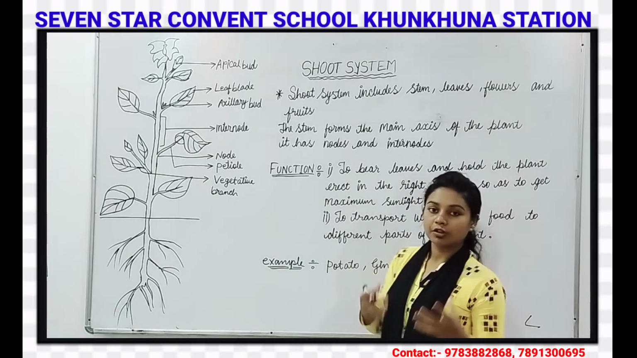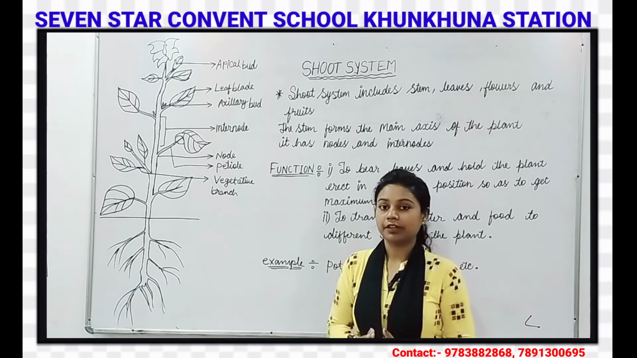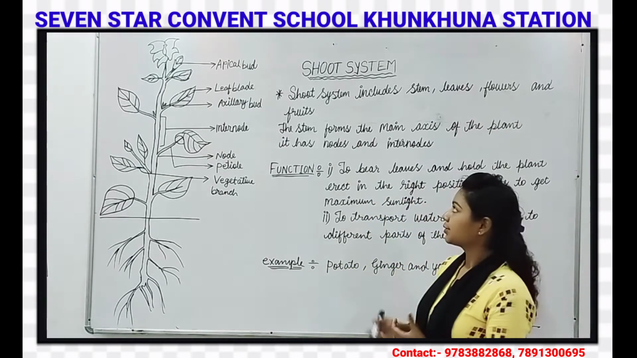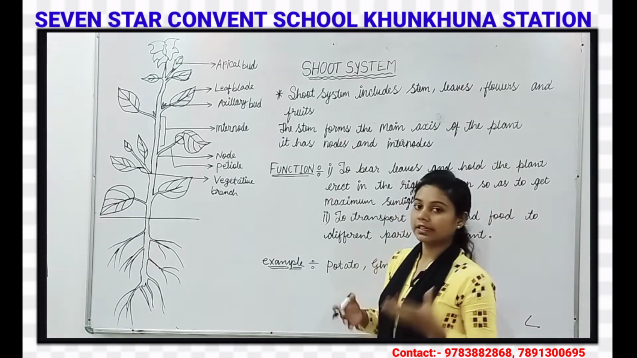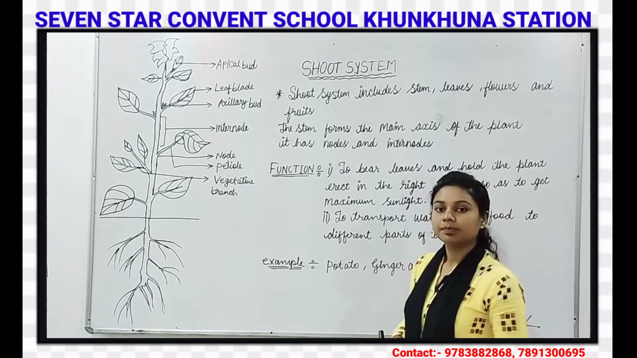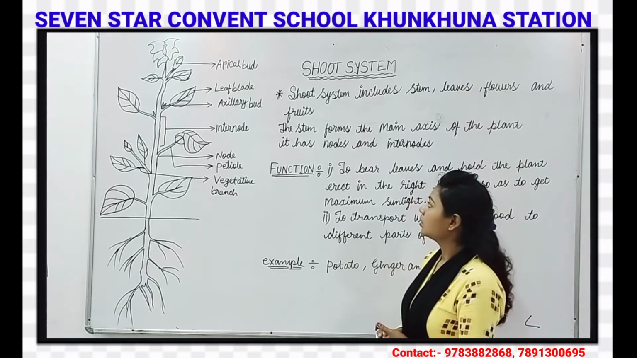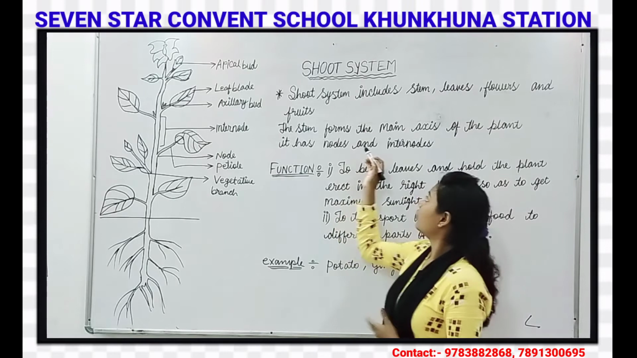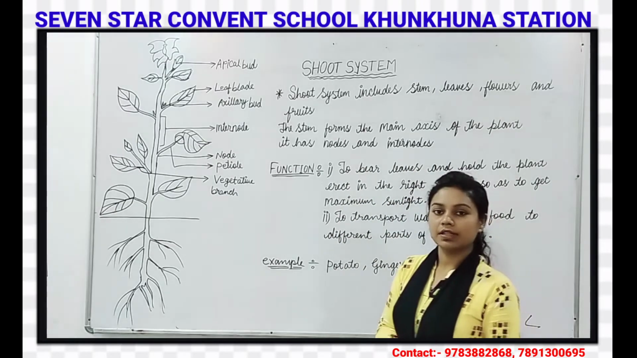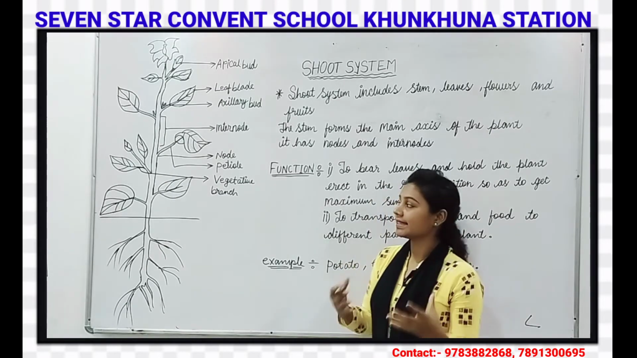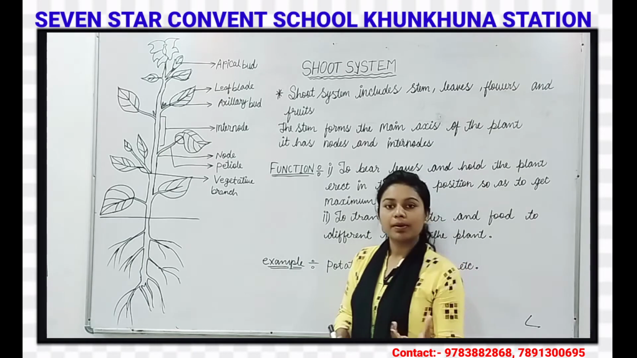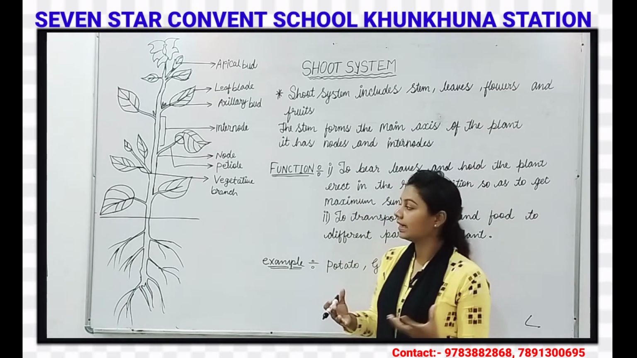Here we will discuss the functions and examples of this shoot system. As I have told you, it consists of the leaves, flowers, fruits and stems. The stem forms the main axis of the plant. It has the nodes and the internodes. What is this node? Here you can see the node. The node is the part of the stem where the leaves arise.